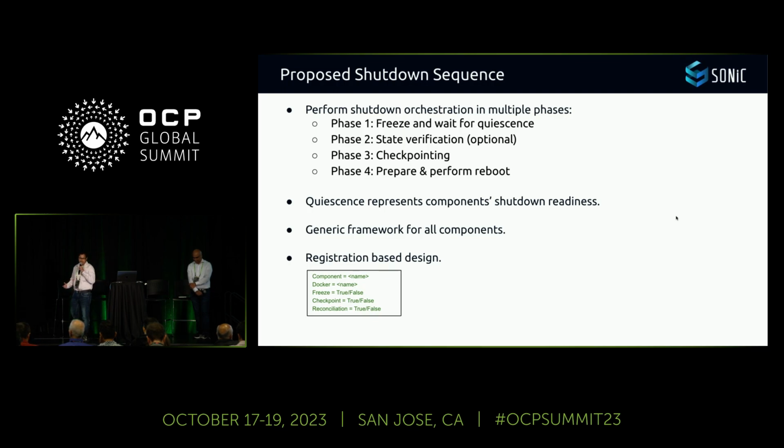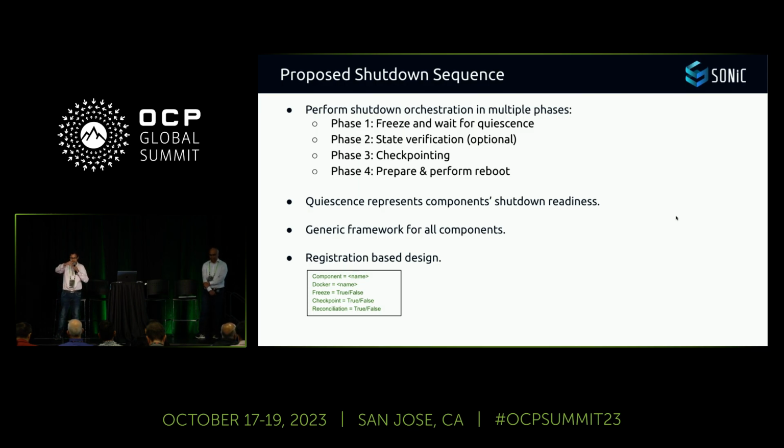So the proposed shutdown sequence is a multi-phase sequence where all components of the switch stack will go through these phases in parallel. So phase one is sending a freeze notification and waiting for that component to become quiescent. Let me explain quiescence a little bit. Quiescence means that the application has stopped generating new events, but it will continue to serve existing events.